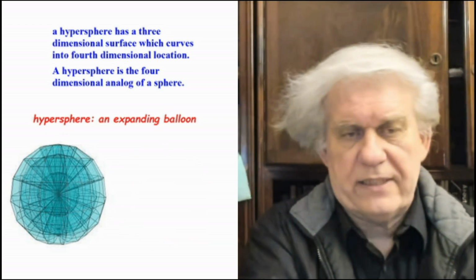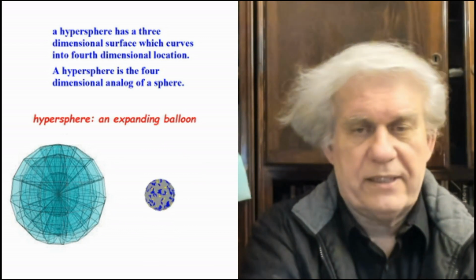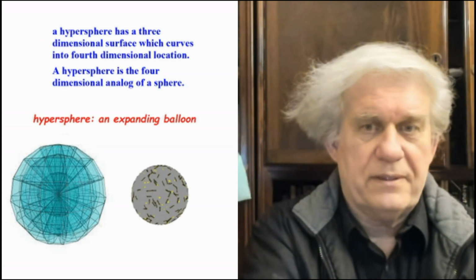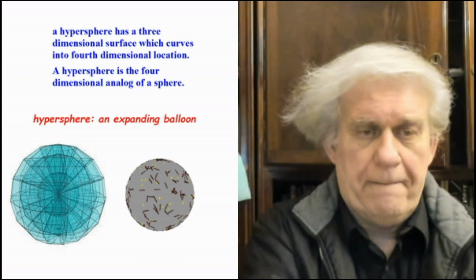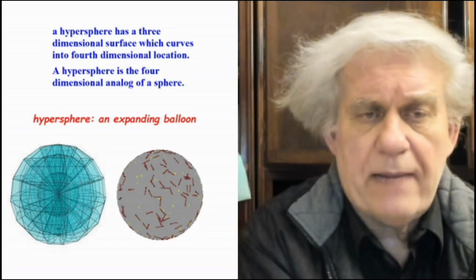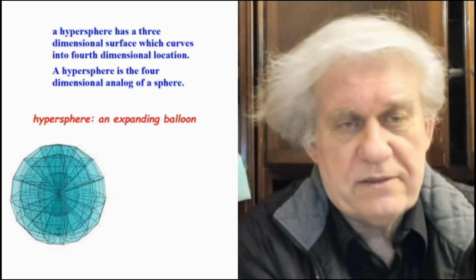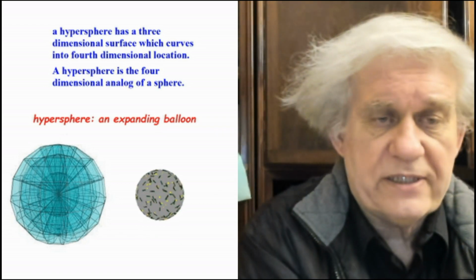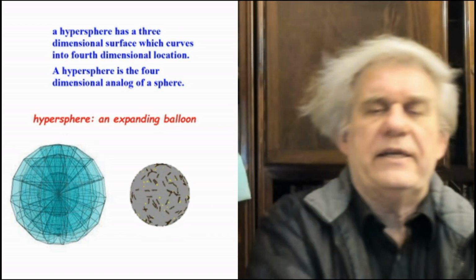And there you have a static example and a dynamic example, which they use to show how space-time or the Big Bang expanded. And that's what it is. This fellow says a hypersphere has a three-dimensional surface which curves into a fourth-dimensional location. Again, I don't know what that is. A hypersphere is the four-dimensional analog of a sphere.